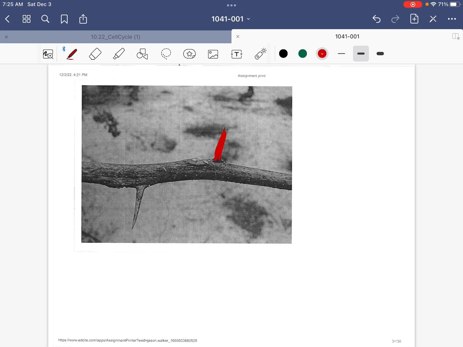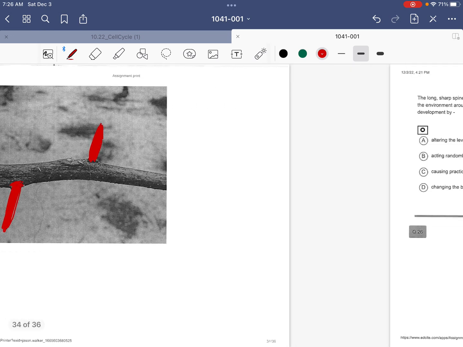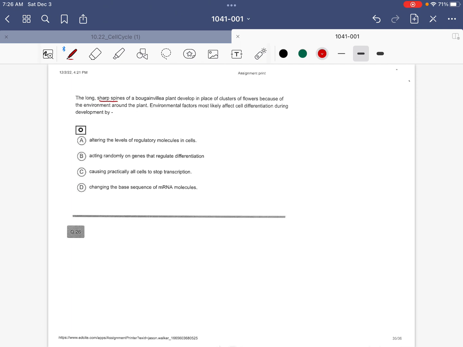Ooh, here we have the thorns on a bougainvillea. This question, I actually fixed it for you on the exam, guys. It wasn't something that we went over specifically. So I either gave you the credit or I told you what answer to choose before the unit exam. So again, the long, sharp spines of the bougainvillea plant develop in a cluster of flowers because the environment around the plant. So environmental factors affect cell differentiation. Remember, cell differentiation is caused by genes being turned on or off.